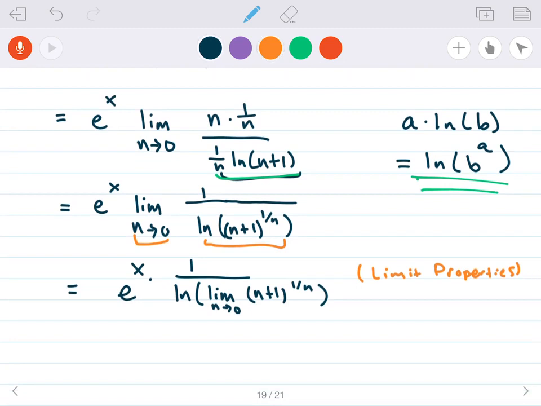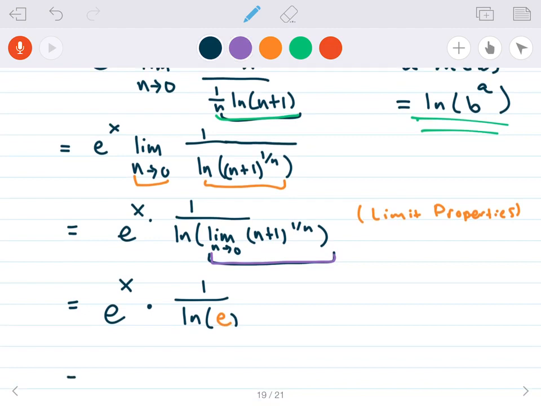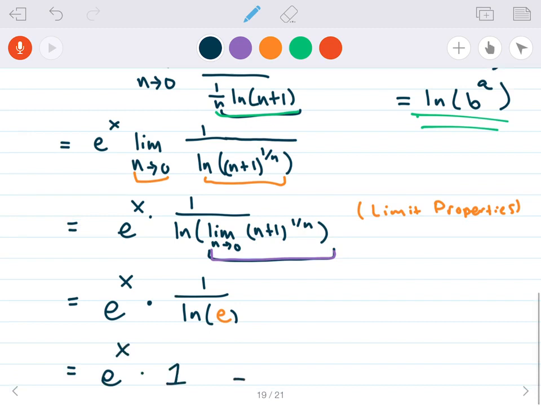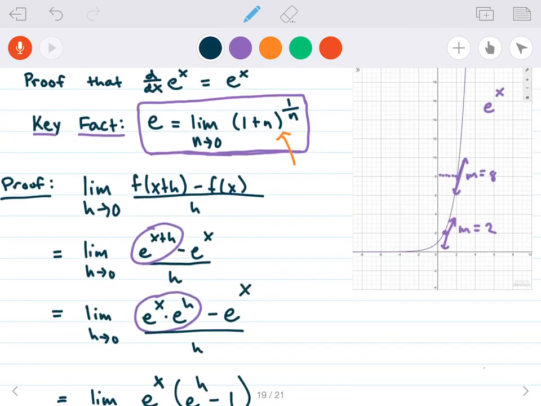So what we end up having is e to the x times 1 over ln of e, right? Because all of this from our key fact equals e. And the ln of e is just 1, and so we end up getting e to the x times 1, which equals e to the x. Okay, and I'm going to put a little box there to say the proof is done. We have just proved that the derivative of e to the x is in fact e to the x. Okay, so that's the proof.